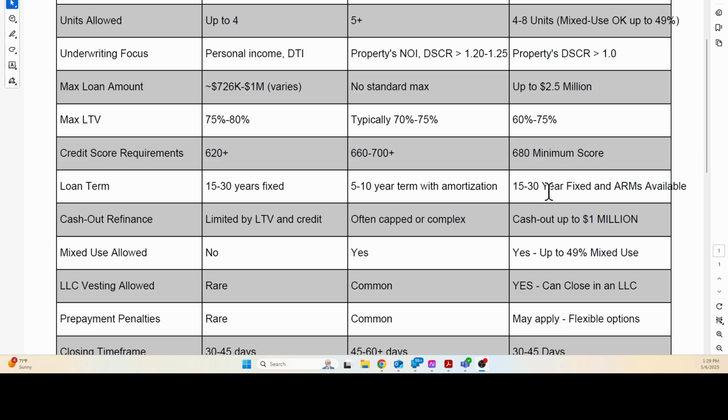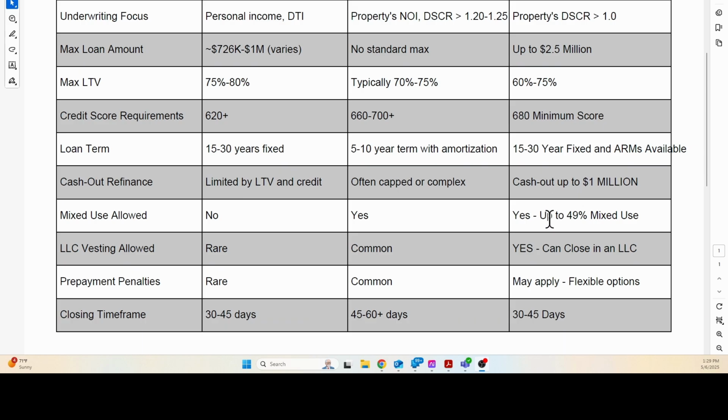Loan terms, there's a whole variety of terms. You can get fixed rates, adjustable rates, and the whole mix. Can you pull cash out? You can. You max out at $1 million. Mixed use, can it be allowed? Yes, it can in these programs, but the max is 49% mixed use. So if you're anything over 49%, you're going to fall right into this category where it's a commercial loan.